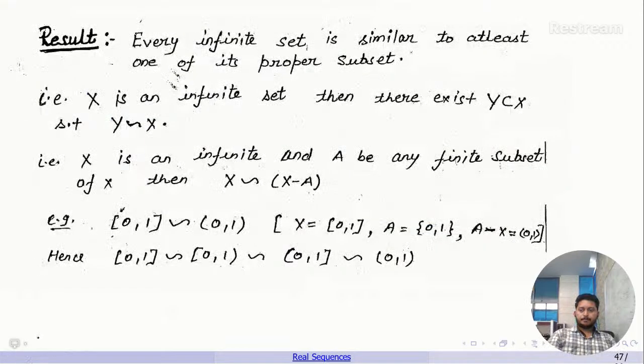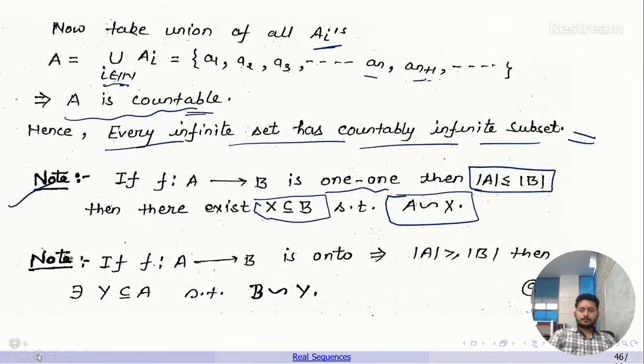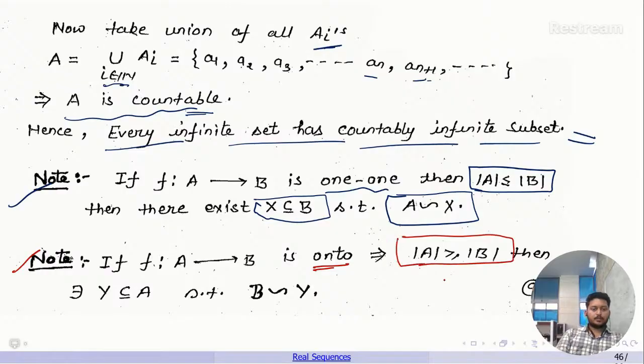I hope you understand these terms. Now the next note is that if the mapping f from A to B is onto, then the cardinality of A is greater than or equal to the cardinality of B. Then there exists a subset Y of A such that B is similar to Y.